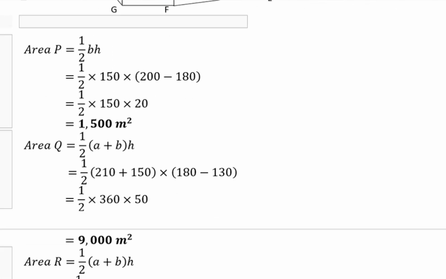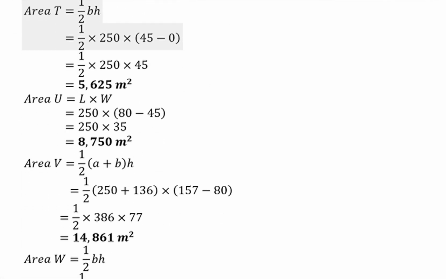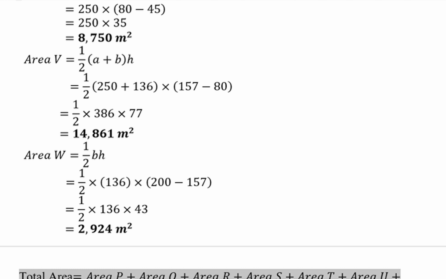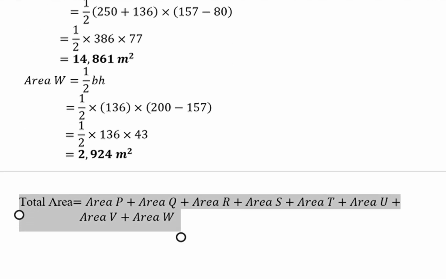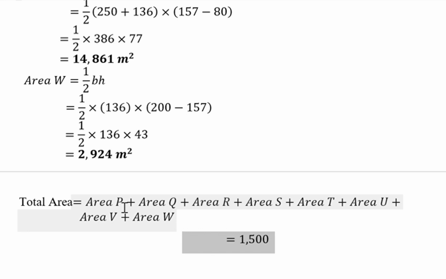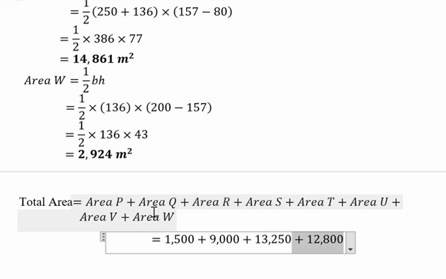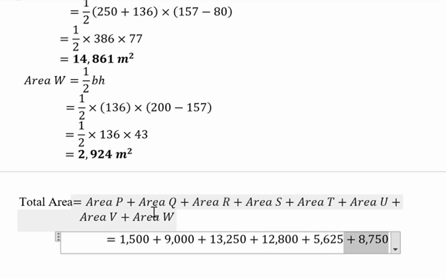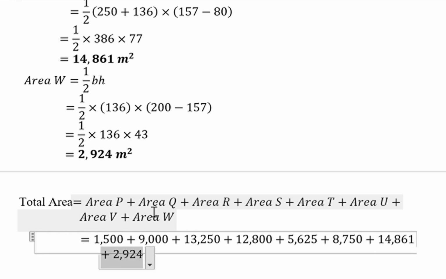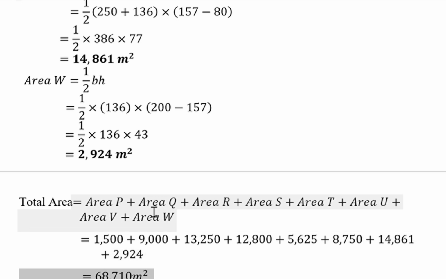Now the area of the plot will be the sum of these individual areas. So the total area will be equal to area P plus area Q plus area R plus area S, area T, area U, area V, and area W. You add them. That is the same as 1500 for P, this one for Q, this for R, and the areas for S, T, U, V, and W. And if you add that, you will get this being the area.